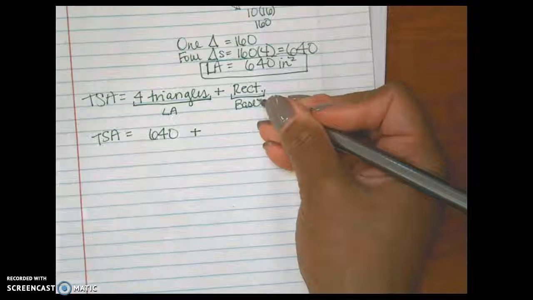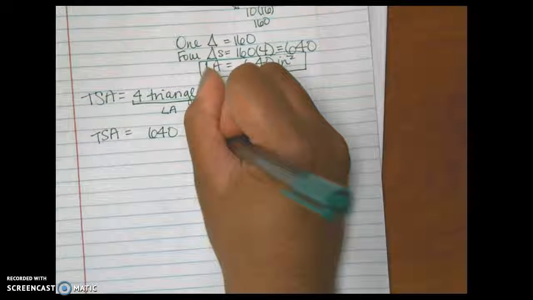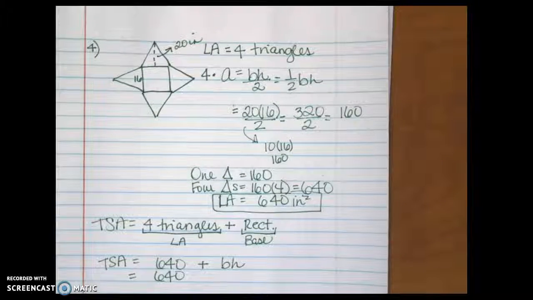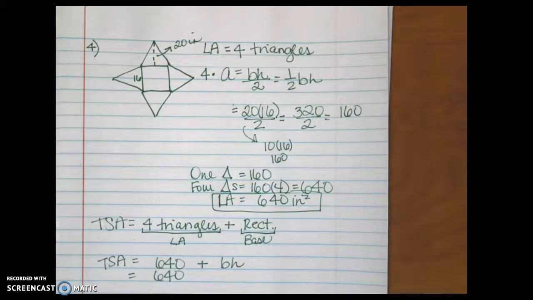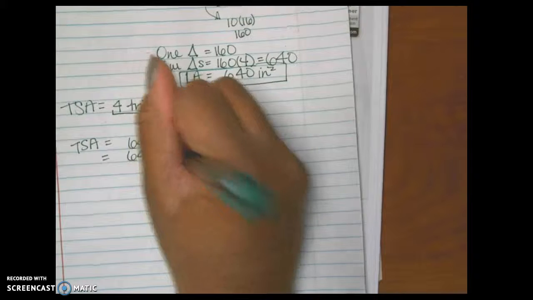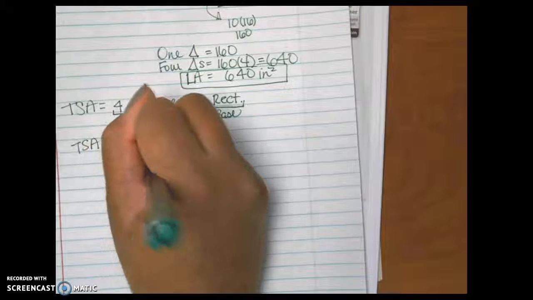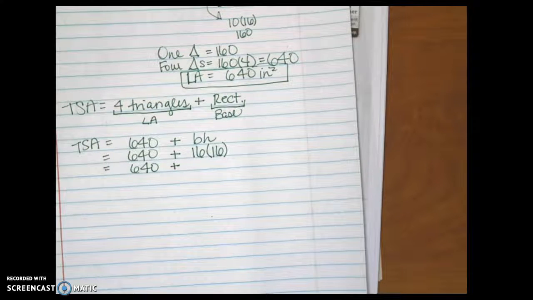What's the area of a rectangle? Base times height. What's the base and the height of this rectangle? 16 and 16. Good. 16 times 16 was in the book in the first example. Flip back to the previous page, 329. 256. Thank you.